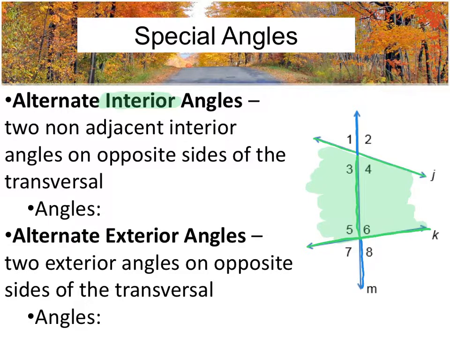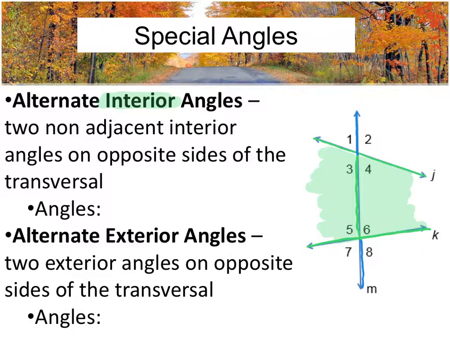Alternate interior angles are 2 non-adjacent, so they cannot be right next to each other. They cannot be next door neighbor angles. Like 3 and 4 are next door neighbors. They can't be those 2. 5 and 6, they're next door neighbors. It can't be those 2. They have to be non-adjacent interior angles on opposite sides of the transversal.